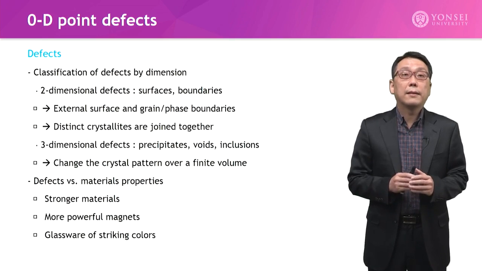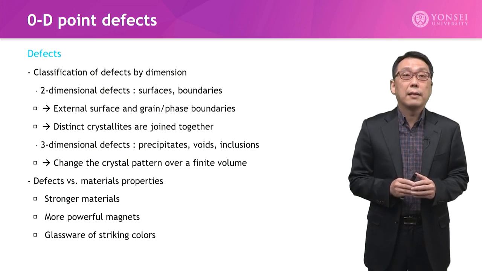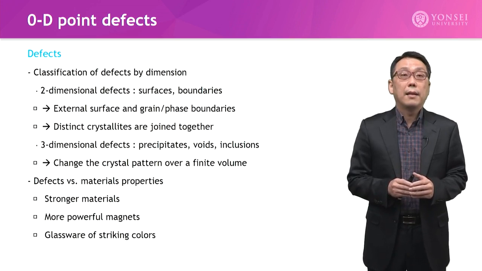Two-dimensional defects are surfaces and boundaries. So they include the external surface and grain and phase boundaries, and they distinguish crystallites. And three-dimensional defects are precipitates, voids, and inclusions. They change the crystal pattern over a finite volume. And the material properties are strongly correlated with the defect structures. For example, stronger materials, more powerful magnets, and glassware of striking colors can be realized by defect engineering technology.